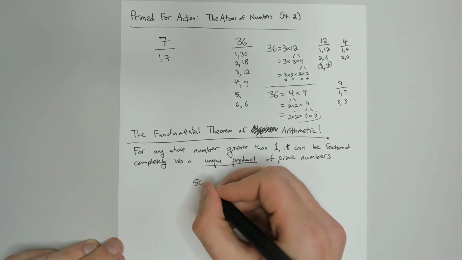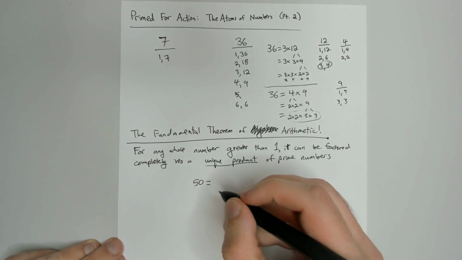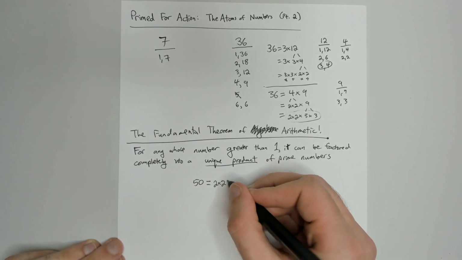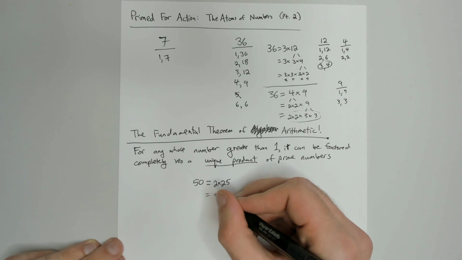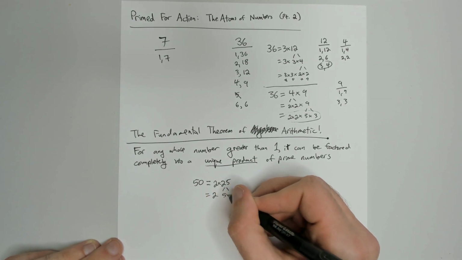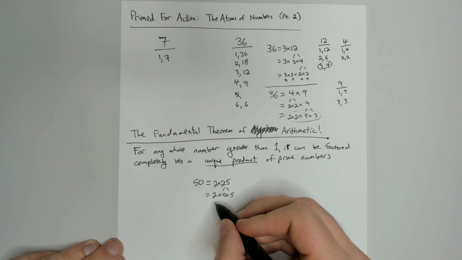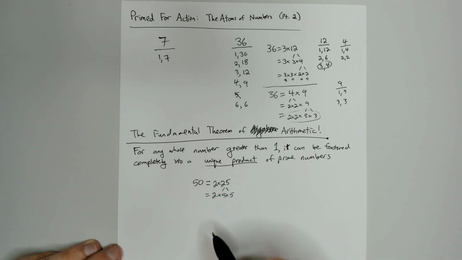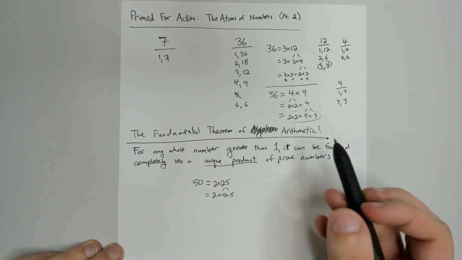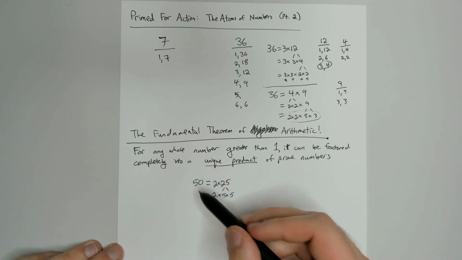So if we took 50, we know that is 2 times 25. And 25 we know is 5 times 5. So I was able to split 50 up into this product of prime numbers, right? 2 and 5 are prime numbers. And this is saying that it's unique, so there's no other combination of prime numbers that's going to give me 50.